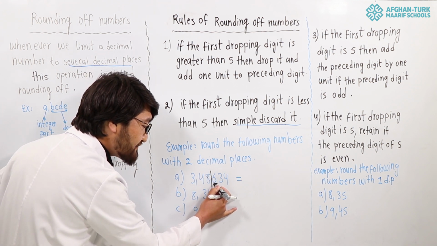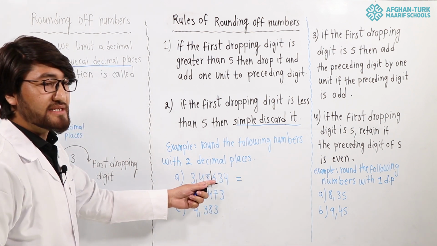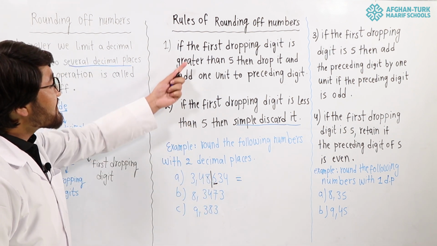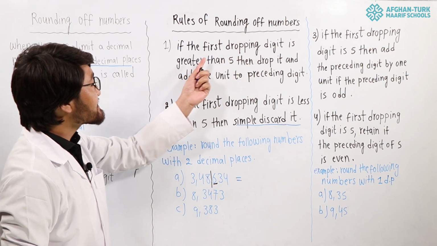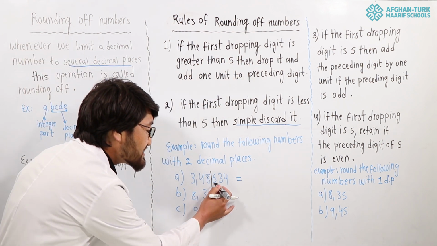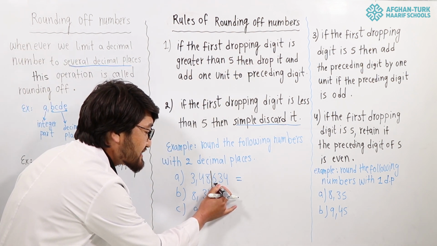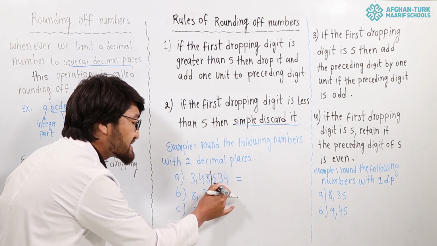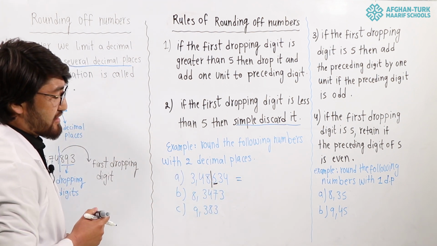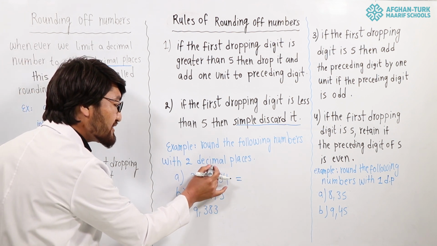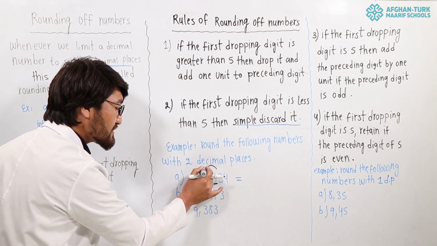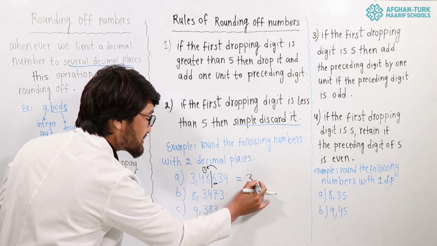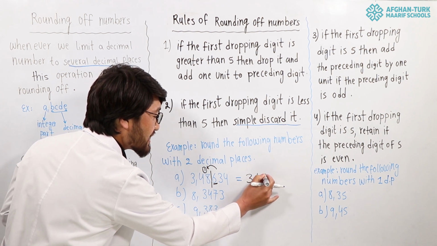We look at the first dropping digit. I told you, if the first dropping digit is greater than 5, we add 1 unit. Okay, what is the answer? 3.49.